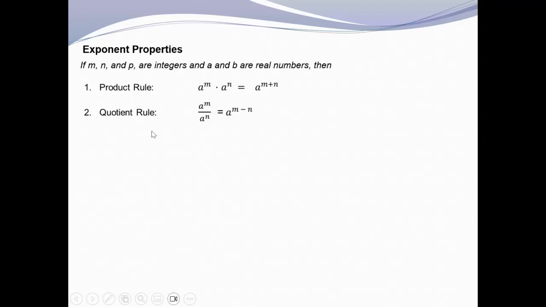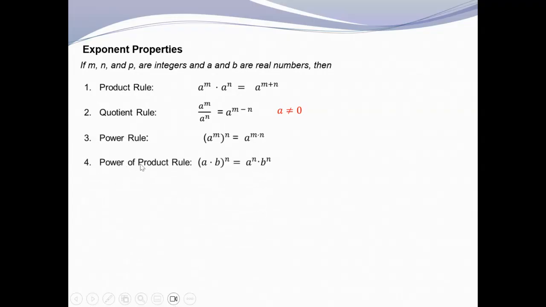This is called the quotient rule. Again, if you have a to the m divided by a to the n, it'll be the same base, but you subtract the exponents. And a cannot be 0, because if it's 0, it'll be undefined here on the denominator. This is called the power rule. If you have a base to an exponent raised to another exponent, or a power to a power, you multiply the powers, the exponents.